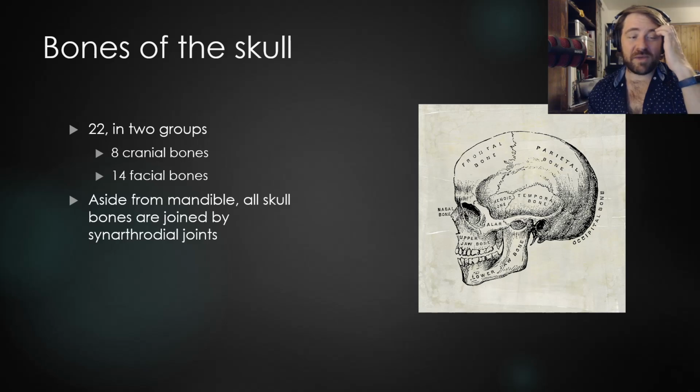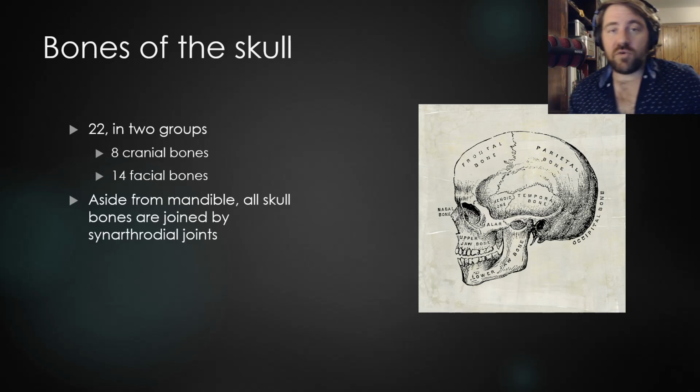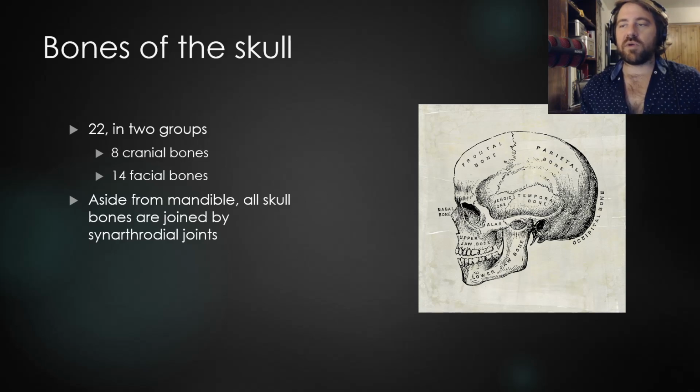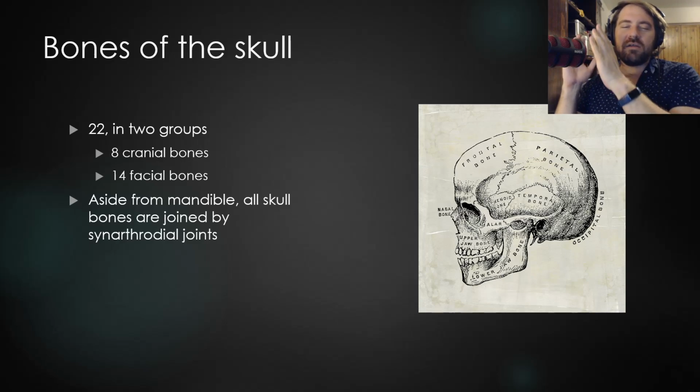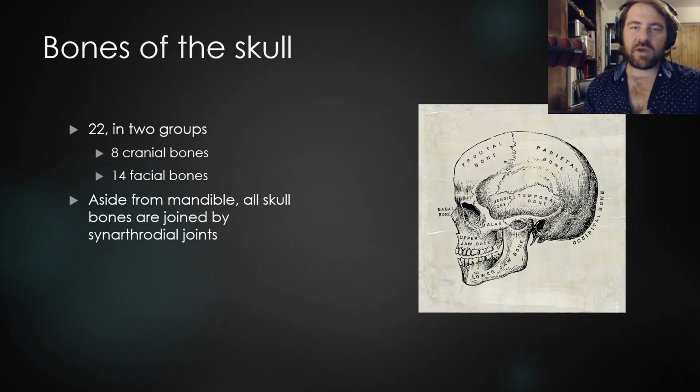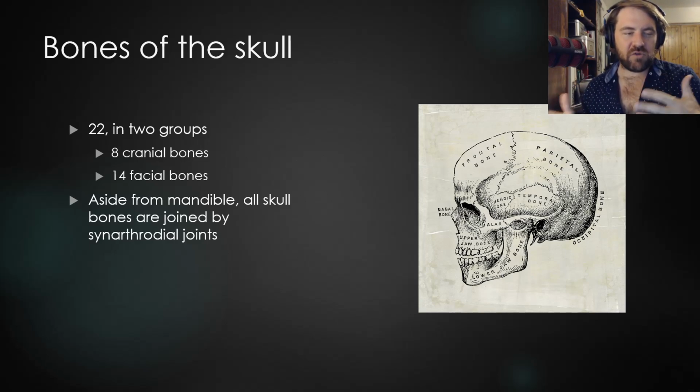Okay, so now, bones, like I talked about at the beginning. In the skull, there's 22 different bones that we're going to break into 2 different groups. We're going to break them into cranial bones and facial bones. 8 cranial bones and 14 facial bones.